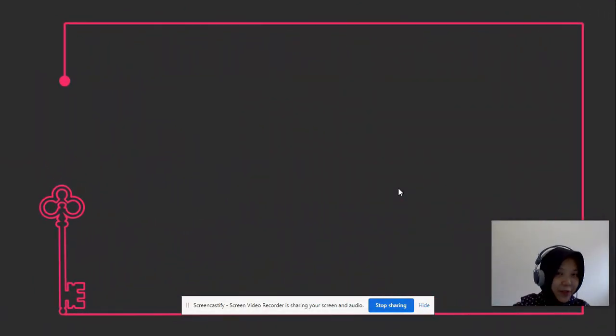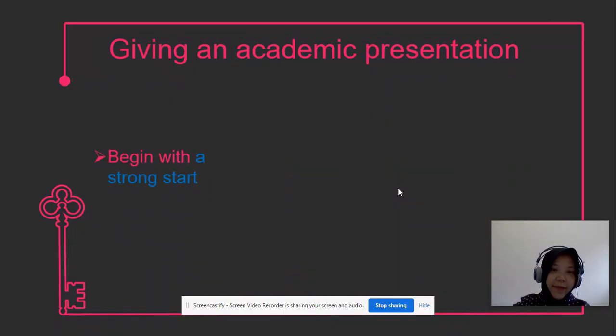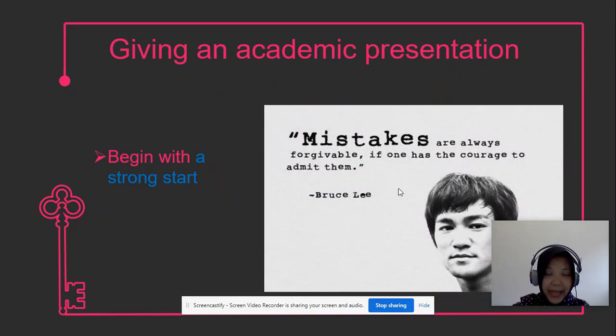All right, so here's the first one. Whenever you give an academic presentation, it is suggested that you begin with a strong start. And why is that? Because it can grab your audience's attention right away. One of them is by giving a quotation. But it would be better if you give a unique or offbeat quotation like this, for example, from Bruce Lee. The quotation is not about martial arts, but about making mistakes. So it's considered a powerful way of opening a presentation.